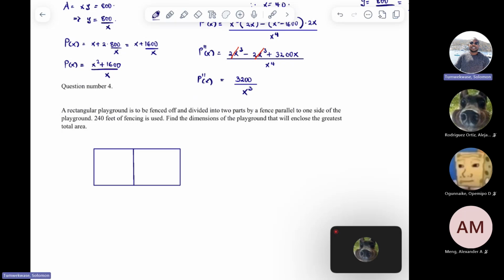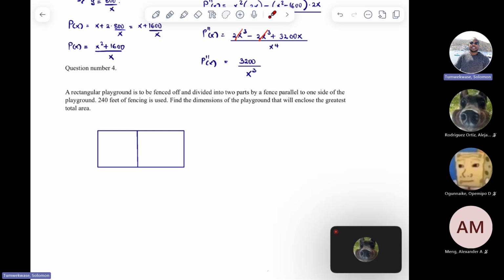Now, note that one could choose to, because they are not specifying, they are just saying parallel to one side. So I'm choosing this fence to be parallel to this side here. But one could choose the fence to be this. You should be ending up with the same thing. Okay, so what does this mean?